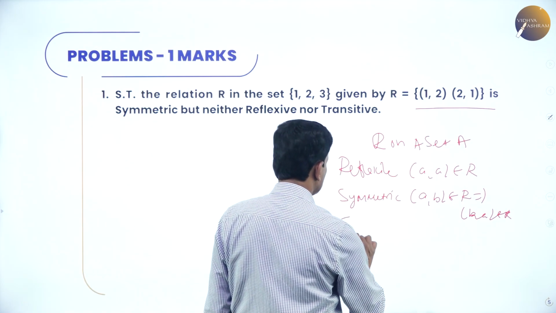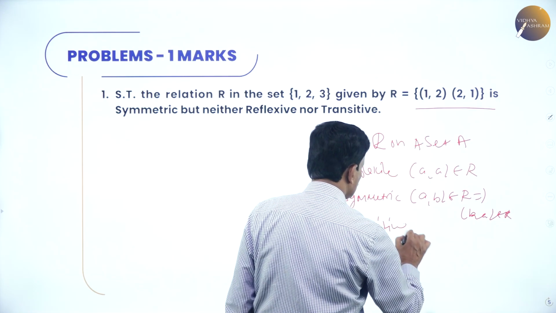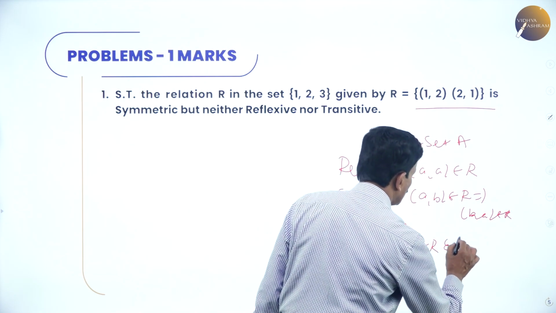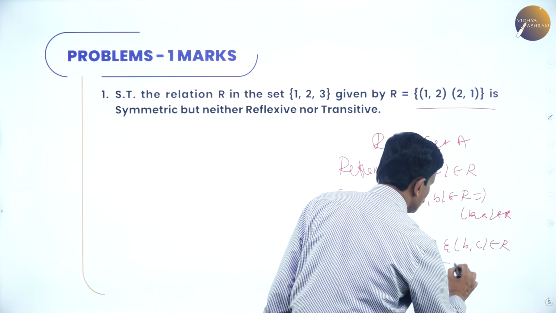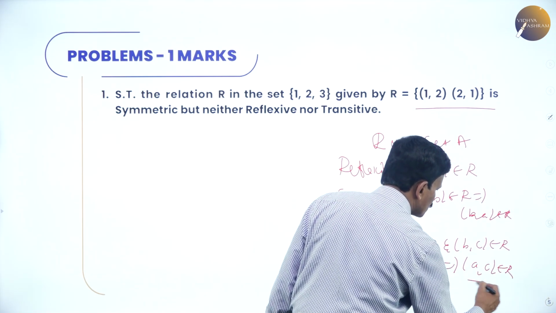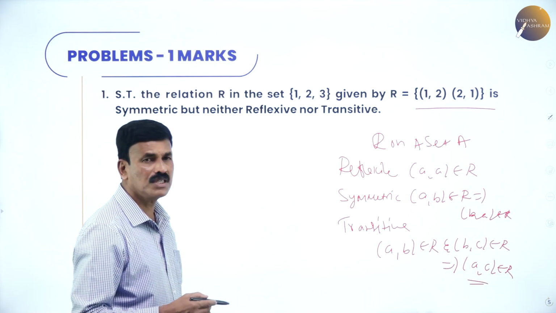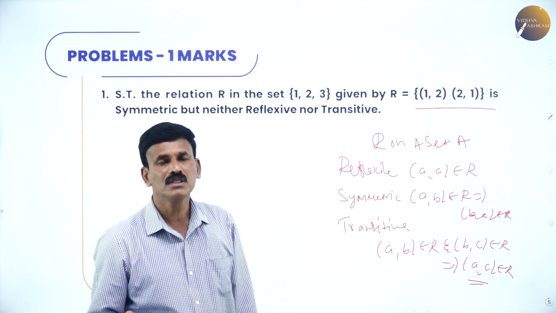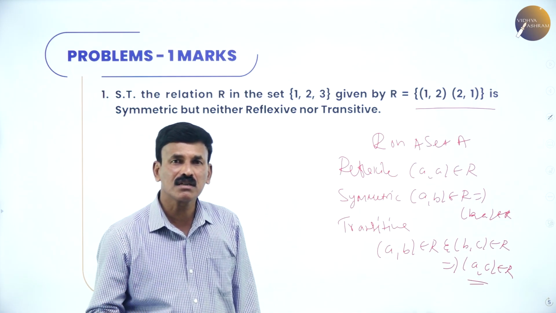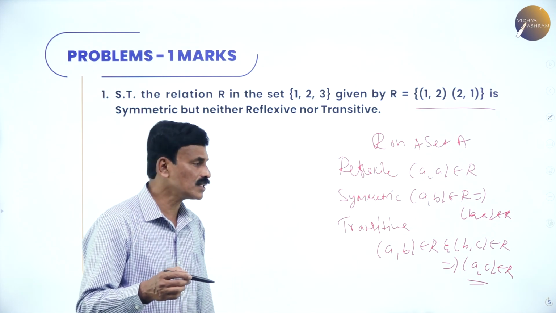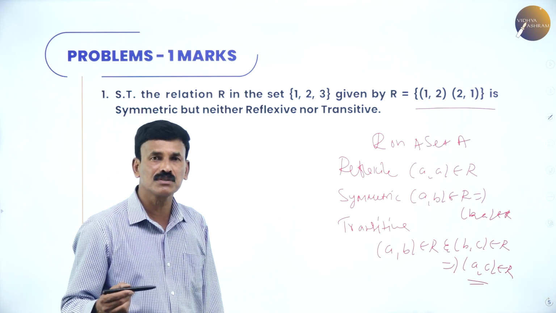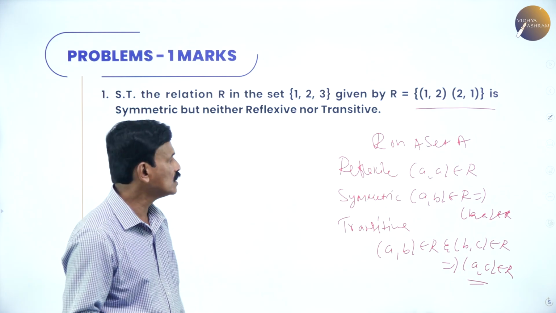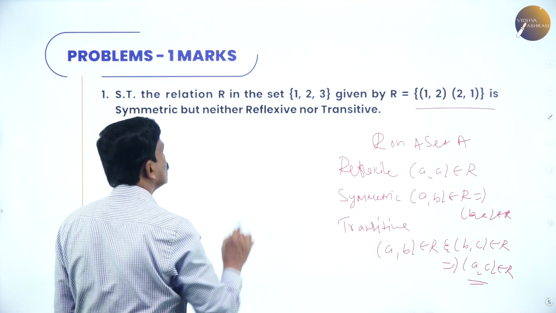Then what is a transitive relation? Transitive means for all a, b, c, if (a, b) belongs to R and (b, c) belongs to R implies (a, c) also belongs to R, then it is called transitive. So reflexive: (a, a) belongs to R. Symmetric: (a, b) belongs to R implies (b, a) also belongs to R. And the last one is transitive: if (a, b) belongs to R and (b, c) belongs to R, then (a, c) also belongs to R. That means if a is related to b and b is related to c, then a is also related to c.